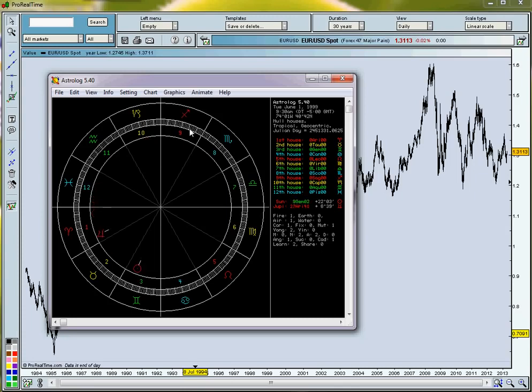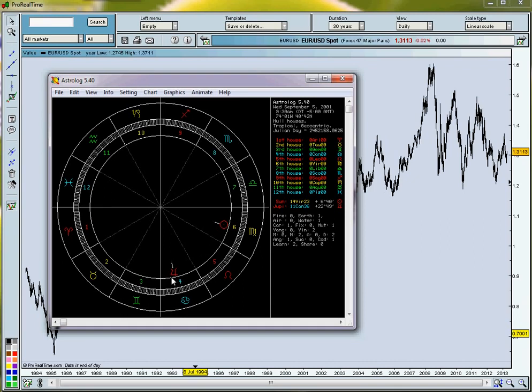But we'll go ahead and move Jupiter to a position of 11.5 degrees Cancer. Let's see. Okay, right there. That's close enough.